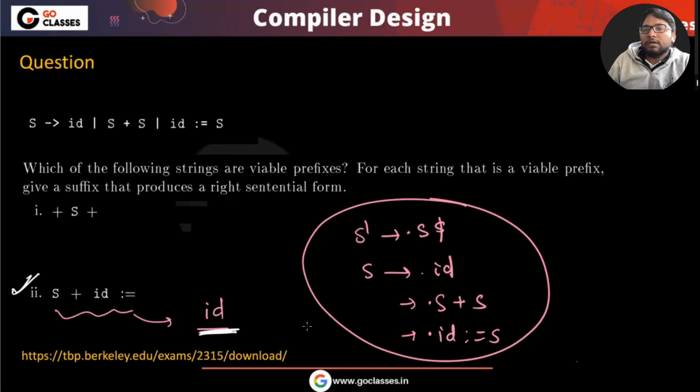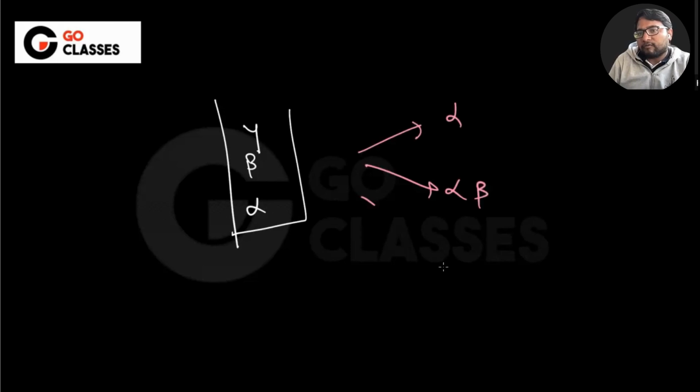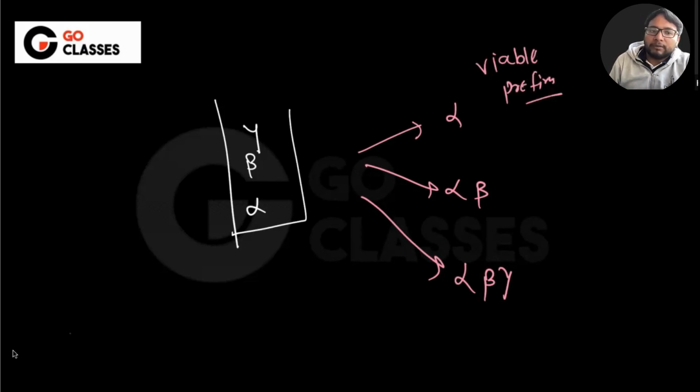See, this must be the bottom of the stack. If I'm saying something is a viable prefix, what is a viable prefix? The content of the stack, or the prefix of this. So alpha is a viable prefix, alpha beta is a viable prefix, and alpha beta gamma is a viable prefix. These are the viable prefixes. Now, given the viable prefix, can you tell me the bottom of the stack? If this viable prefix is given, can you guarantee what is the bottom of the stack? We can always tell the bottom of the stack. What is the bottom of the stack?